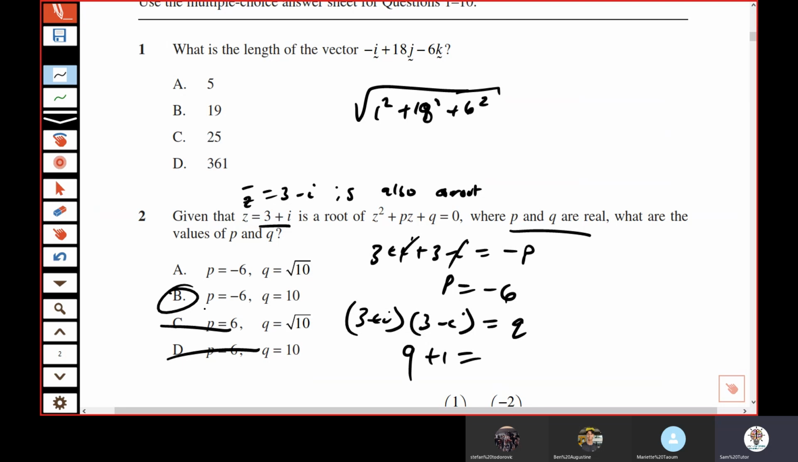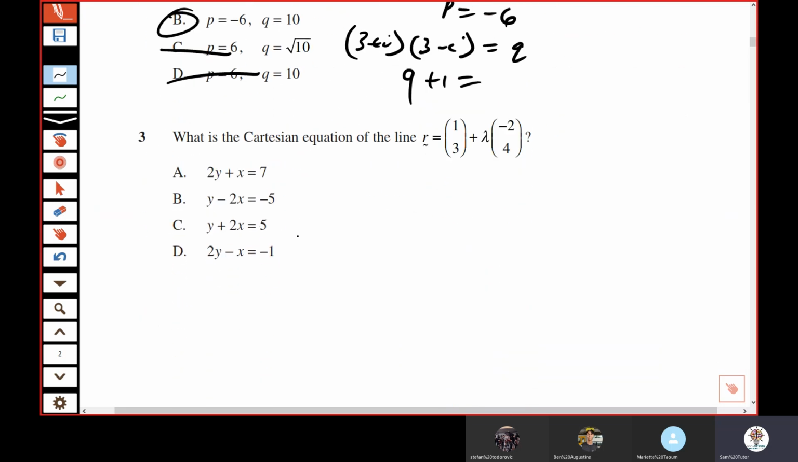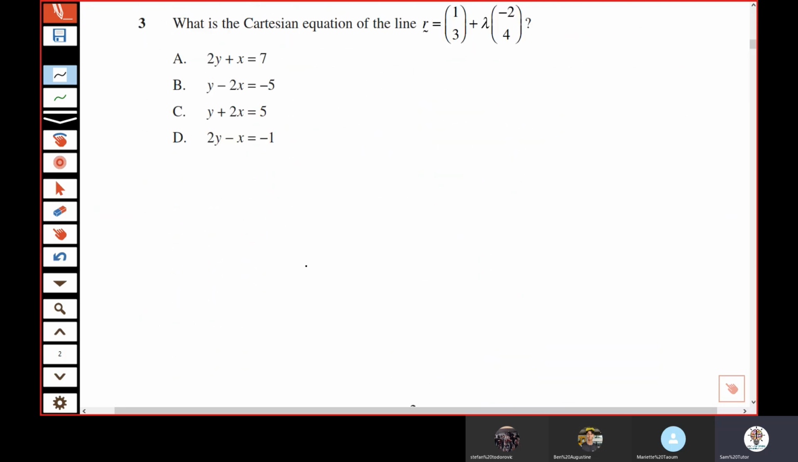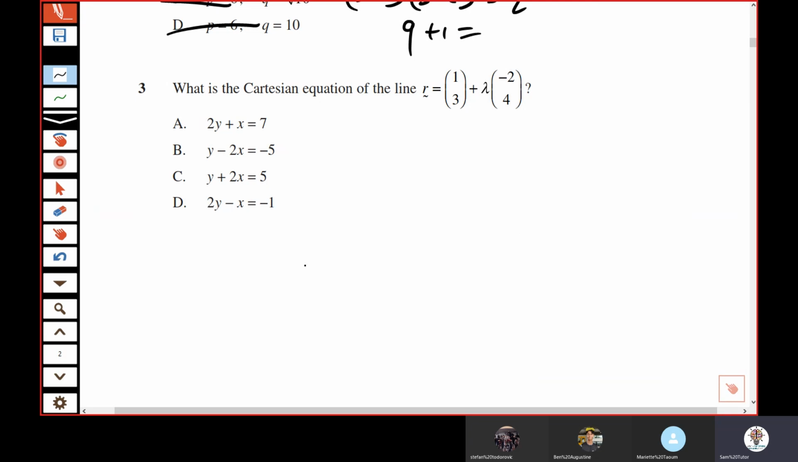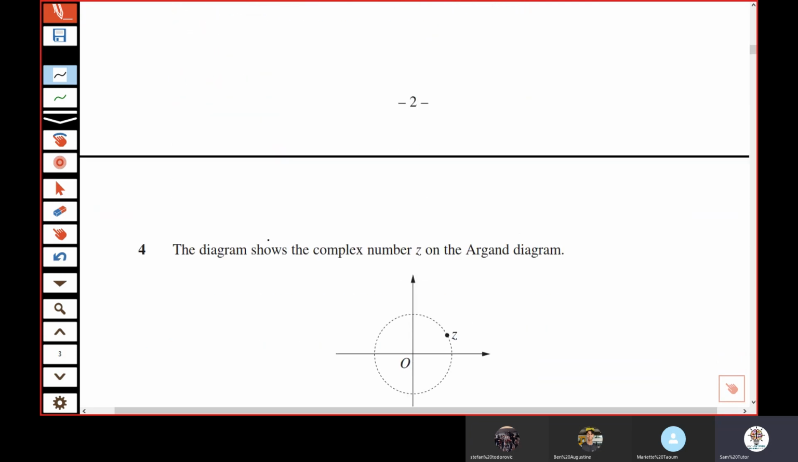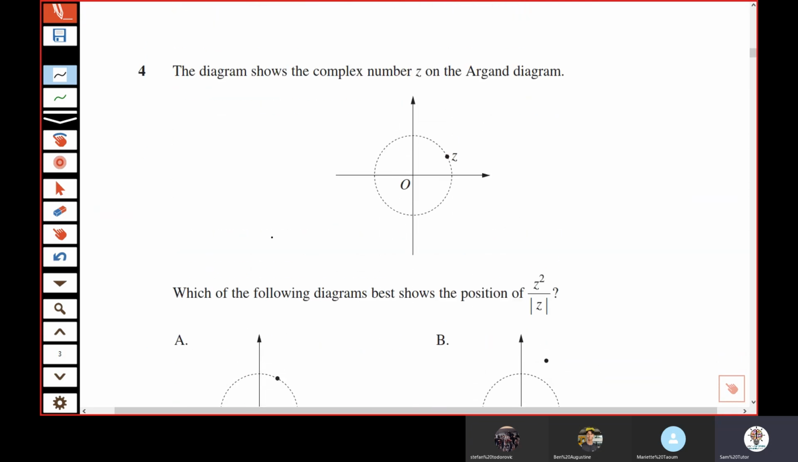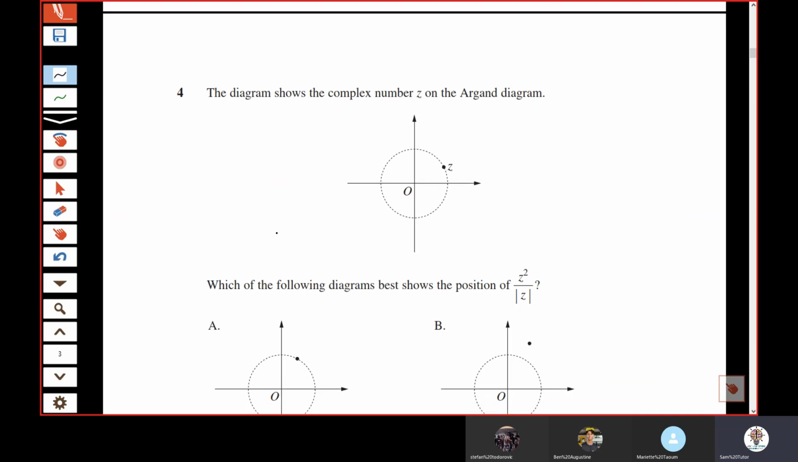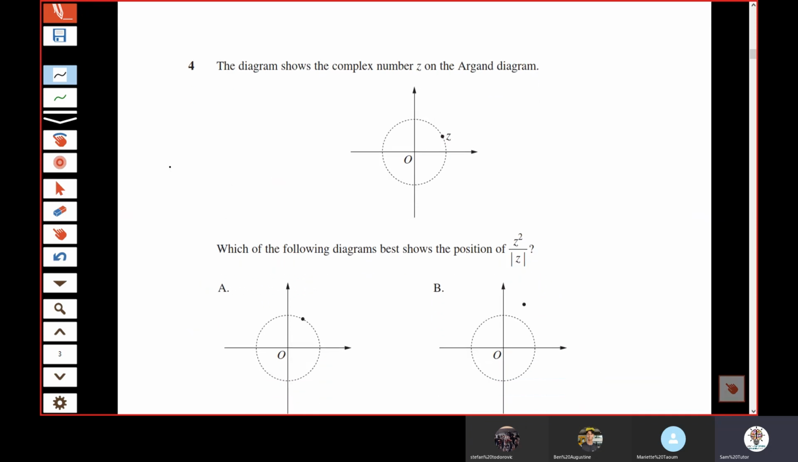Done? Move on. What is the Cartesian equation of the line? Again, you guys probably just don't remember it, but it's just y equals mx plus b. Anyways, move on. Ooh, fancy. 4. Diagram shows the complex number z on the Argand diagram. It's somewhere there. Which of the following diagrams best shows the position of z squared on modulus of z?